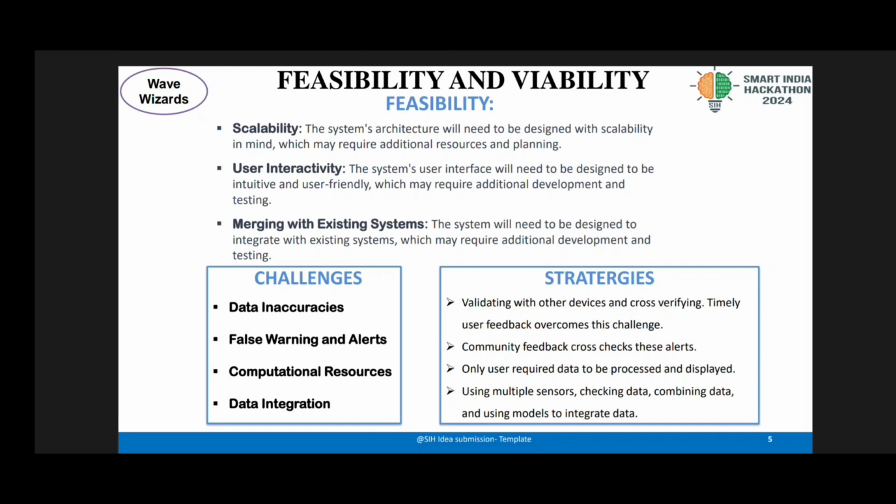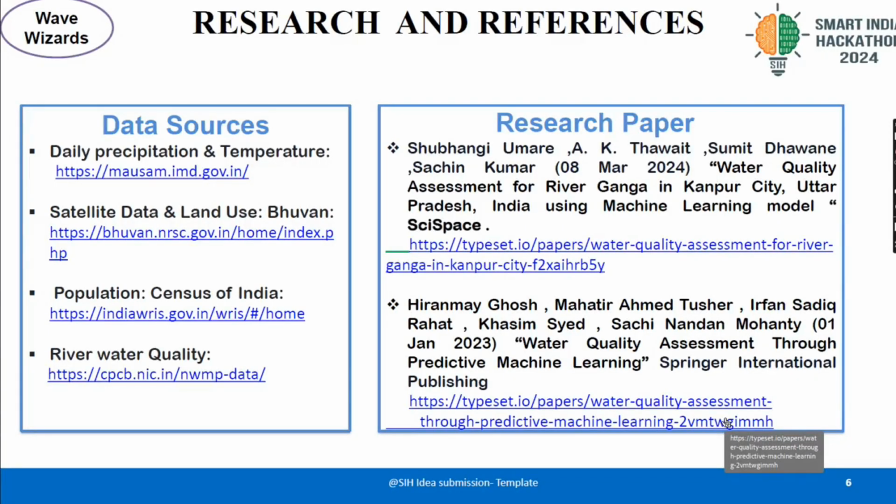Now at last, we have given here research and references. We have given the data sources such as daily precipitation and temperature obtained from Mausam Vibhag, satellite data and land use from BOD, population from Census of India, and river water quality. Research papers are given here with the links and their writers.